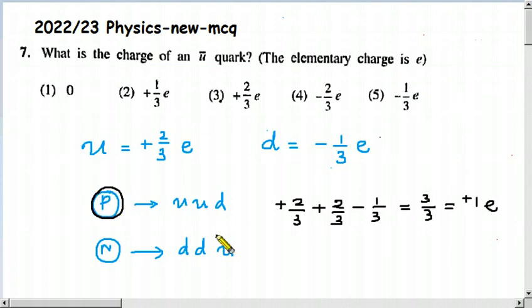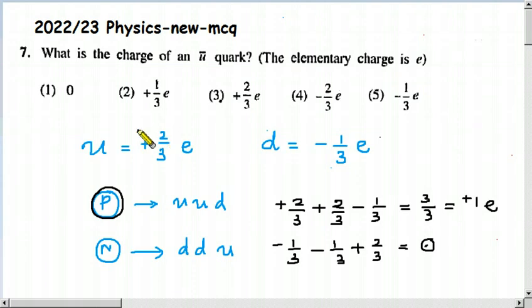We also know how to calculate the charge of a neutron. Down quarks mean negative 1/3, again negative 1/3, totaling negative 2/3, and the up quark is positive 2/3. So the total charge is 0. These are things we already know.